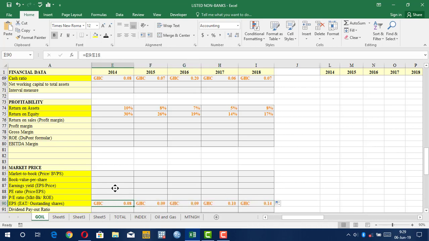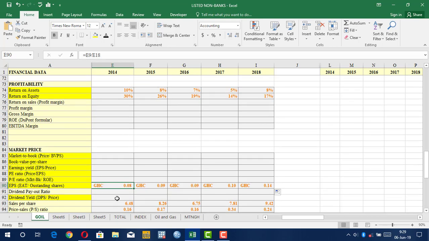Okay, now we can also see their earnings per share over the years going from 8 pesos to 9 pesos, 9 pesos, 10 pesos, and then to 14 pesos. We will do a chart for it. Let's add our earnings yield. The earnings yield stems from the earnings per share.